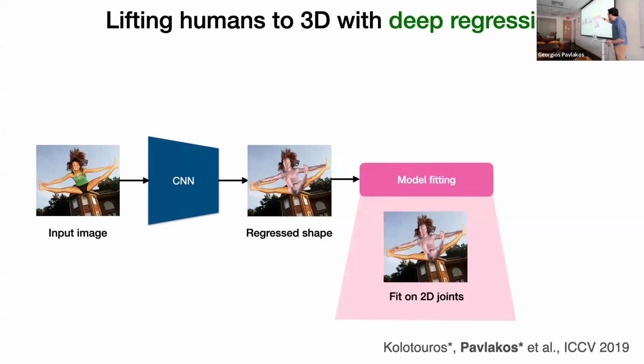So an iterative optimization model fitting approach takes the initialization that comes from the output of the network, and then we gradually update this pose such that it aligns with the 2D keypoints on the image.